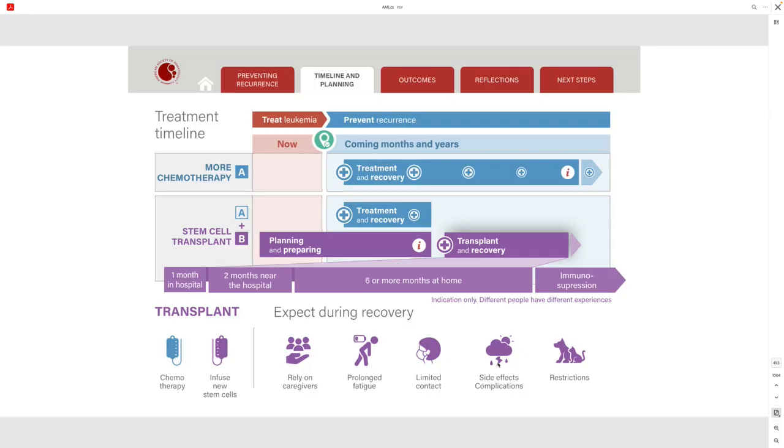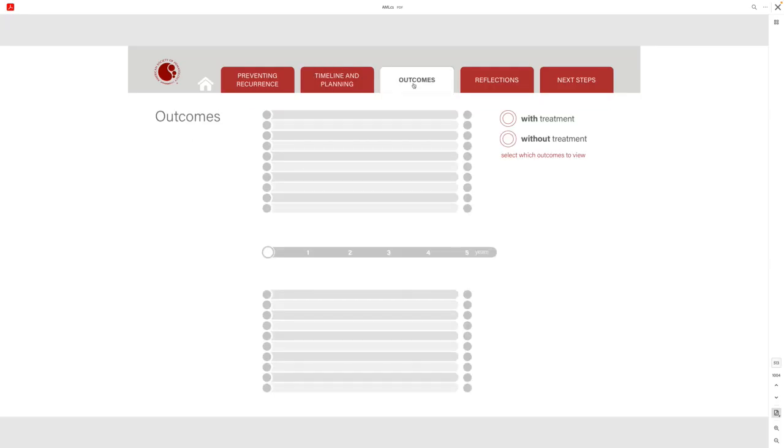So this page is intended to set the stage for the demands that these two approaches will have on the patients and their caregivers, and the timing and the planning that will be required to undergo stem cell transplantation. The Outcomes tab helps share with patients what to expect with and without treatment.